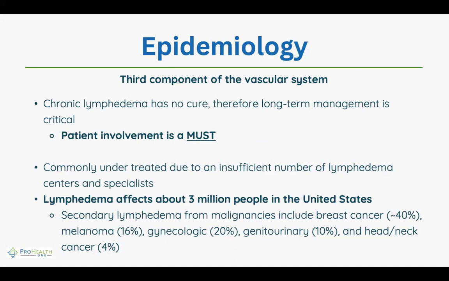It's something that we see a lot in the population that we see as clinicians with ProHealth One. So again, very important to manage this properly. It's a very widespread problem. It affects about 3 million people in the United States. And we'll get to this a little later, but a significant portion of secondary lymphedema from malignancies is usually in patients with breast cancer or gynecologic cancers. But even patients with melanoma, head and neck cancers, and genitourinary cancers constitute a large part of the population of patients who present with secondary lymphedema. So it's really a big problem.